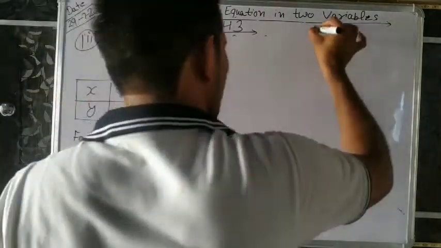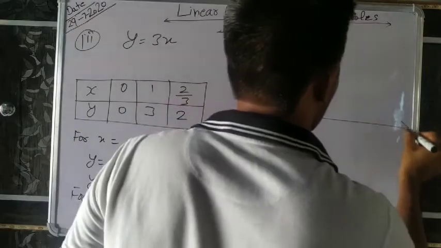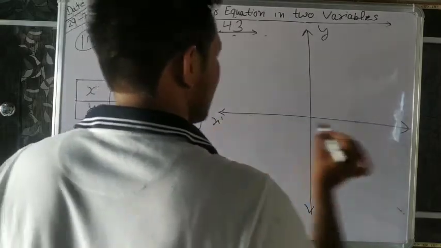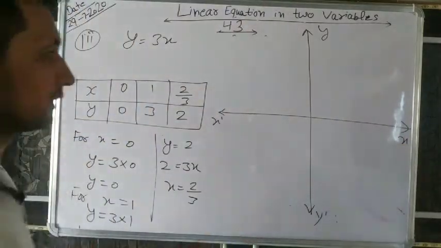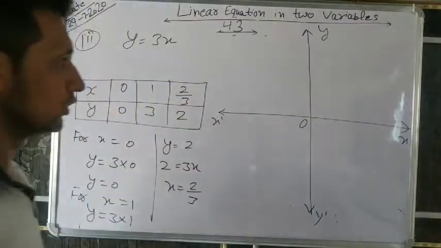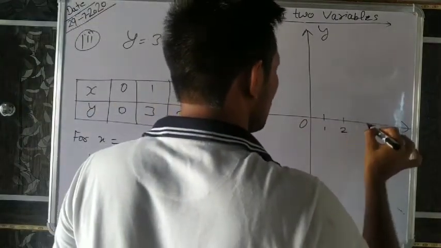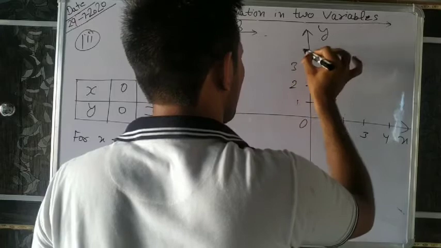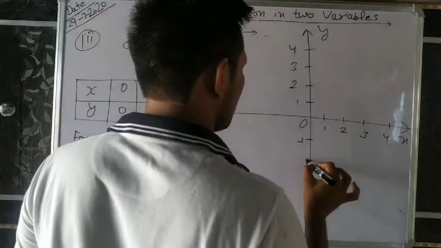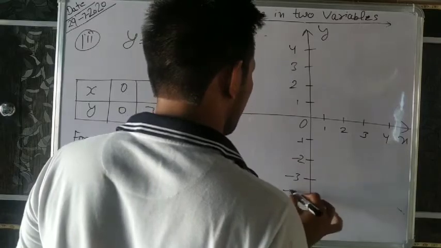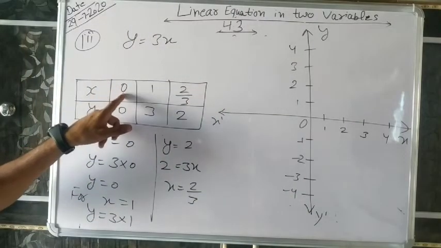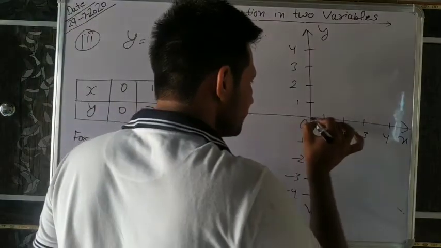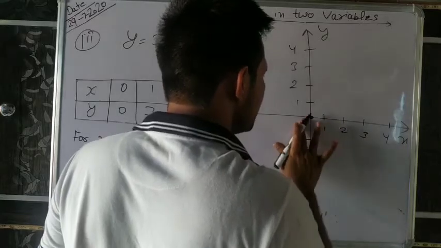How we will draw? We take 2 perpendicular lines: Y axis, and it is x dash and x. We will use scales. It is origin. So choose 1, 2, 3, 4 and minus 1, minus 2, minus 3, minus 4. Next, first point. X is 0 and y is also 0. Yes, these are the point of origin. So this is the point 0, 0.